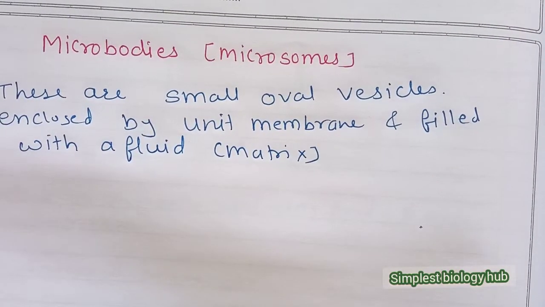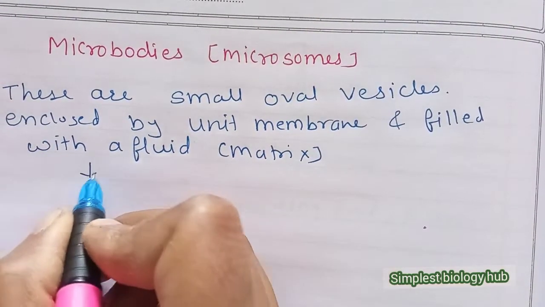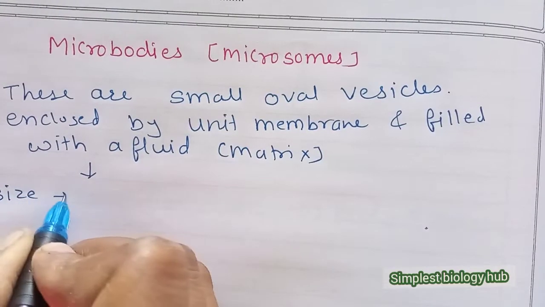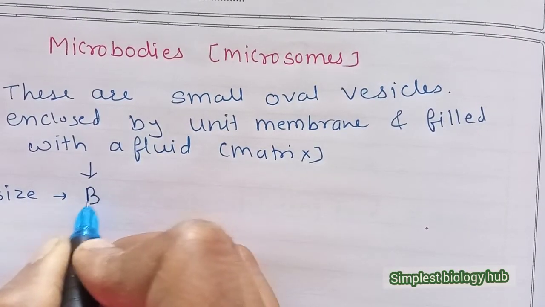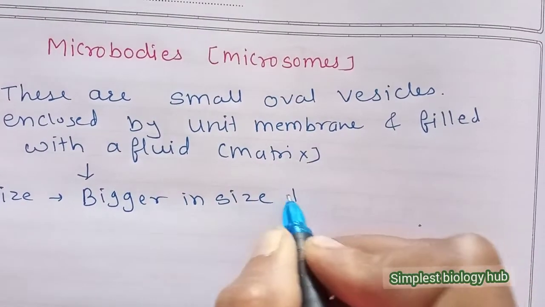These are spherical structures. They are located near the Golgi bodies. And when we talk about their size, they are bigger in size than lysosomes.